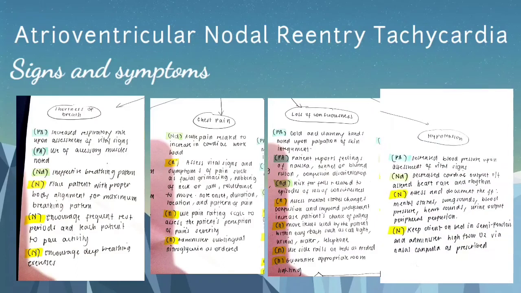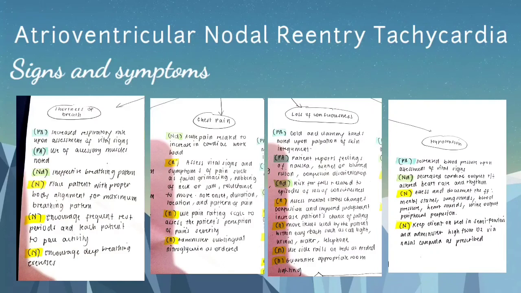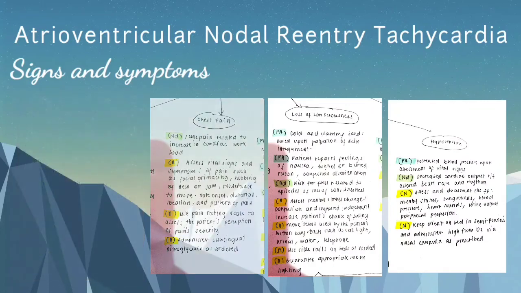For hypotension, physical assessment includes decreased blood pressure upon assessment of vital signs. Nursing diagnosis includes decreased cardiac output related to altered heart rate and rhythm. Nursing management is to assess and document the following: mental status, lung sounds, blood pressure, heart sounds, urine output, and peripheral perfusion. Also, keep client on bed in semi-Fowler's and administer high-flow O2 via nasal cannula as prescribed.